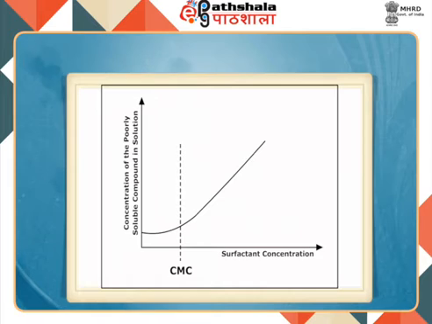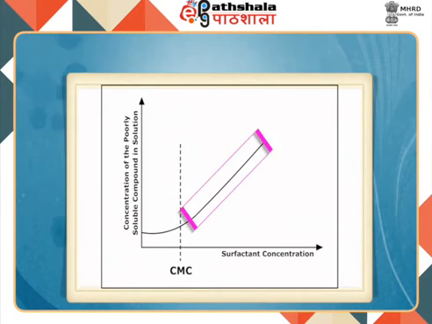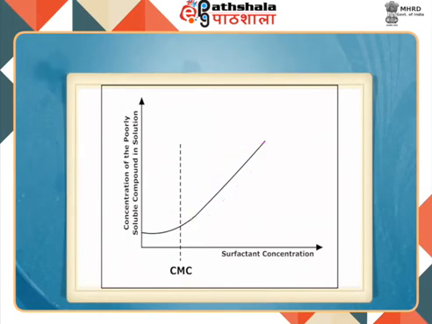If we plot the solubility of a poorly soluble compound as a function of the concentration of surfactant, usually the solubility is very low until the surfactant concentration reaches the CMC. At surfactant concentrations above the CMC, the solubility increases linearly with the concentration of surfactant, indicating that solubilization is related to micellization. You can see from this diagram the concentration of a poorly soluble compound as a function of the surfactant concentration in aqueous solution.